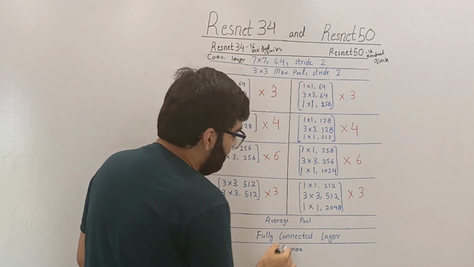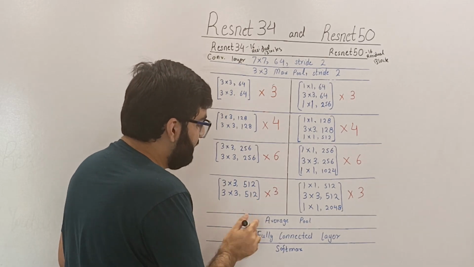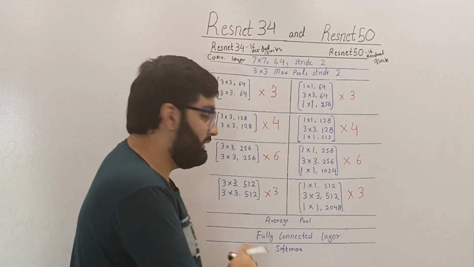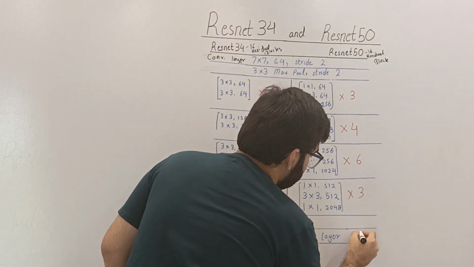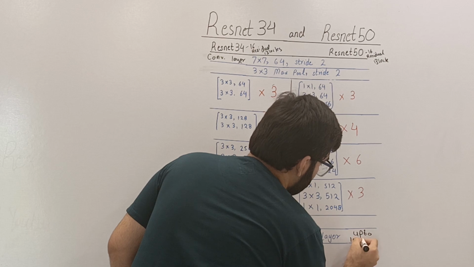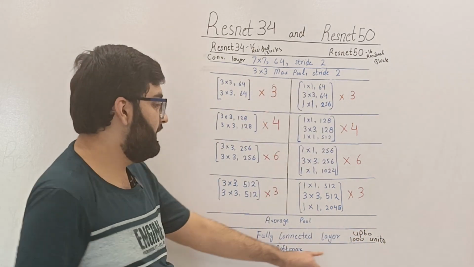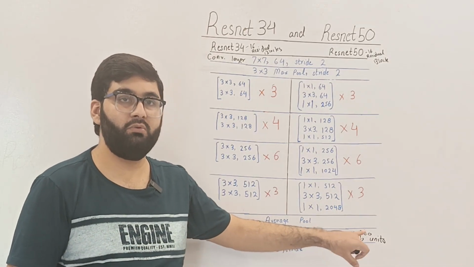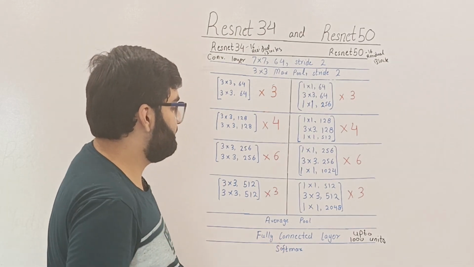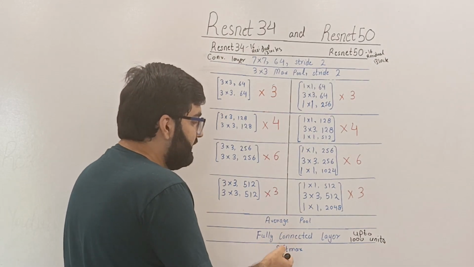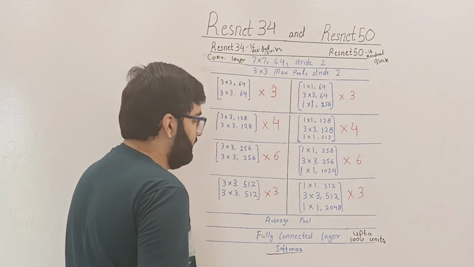This average pooling layer aggregates the features in the previous layers and then passes them to the fully connected layer. The fully connected layer has up to 1000 units. This number corresponds to the number of categories or class labels in our data set. Finally, there is the softmax layer. It converts the output of the previous layer into probabilities. It is an activation function.